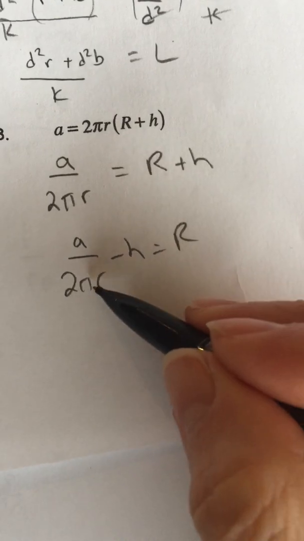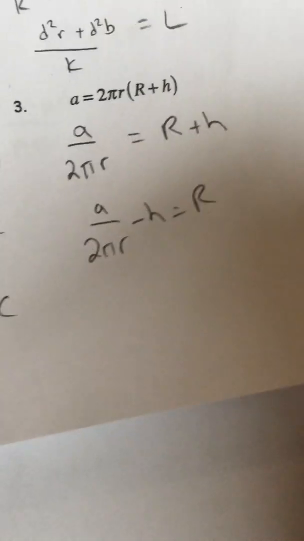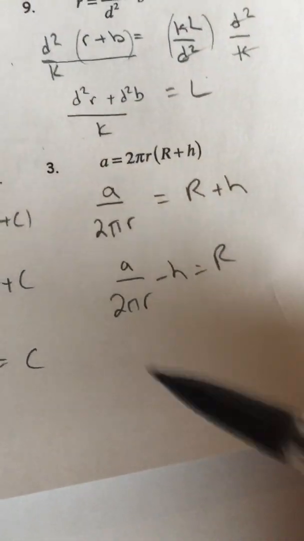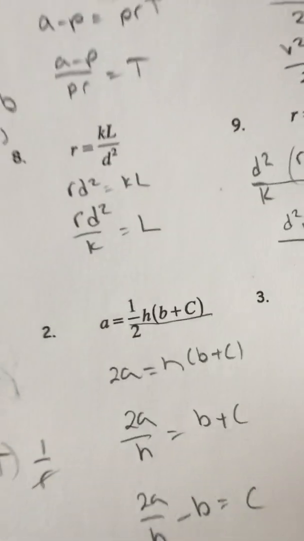Notice I have 2 r's in this question, but one's lowercase and one's uppercase, so they're different. And this should be looking like something to do with a circle, 2 pi r. That's rearranging formulas. Okay, next one.